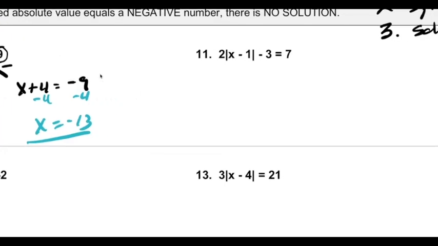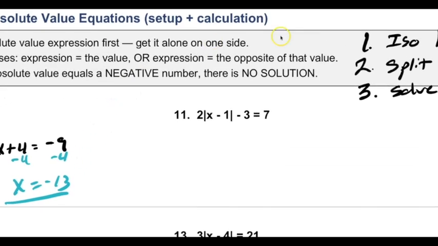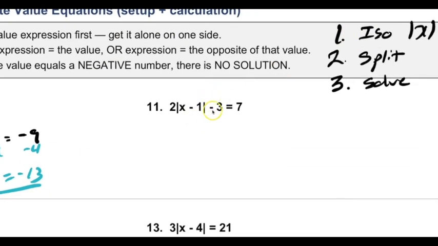Over here, remember step 1, isolate the absolute value. So I have to get rid of this -3. The 2 doesn't really matter, but the -3 I have to get rid of before I split it. So we're going to add that to both sides.